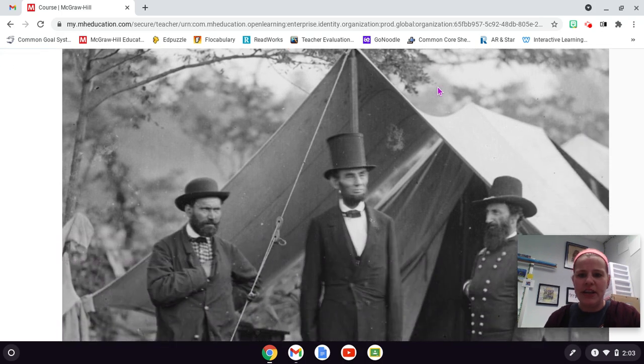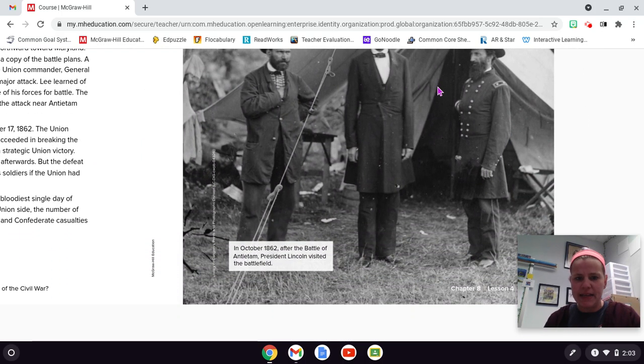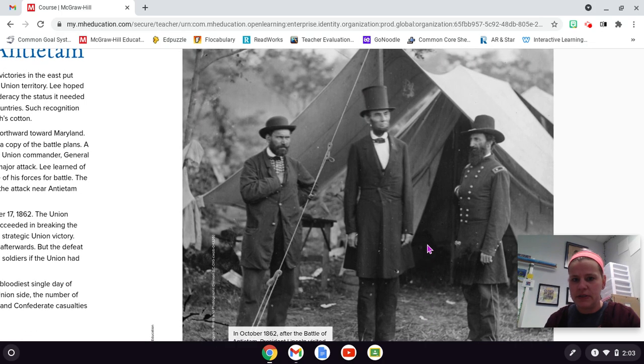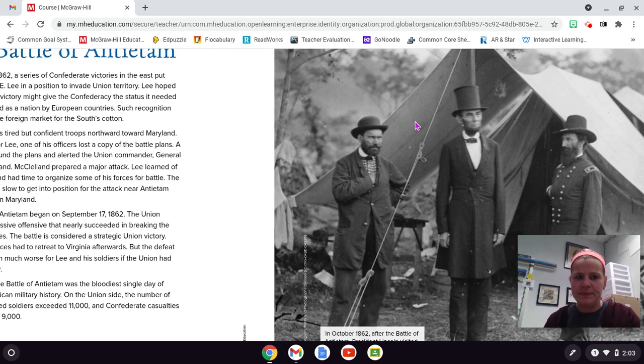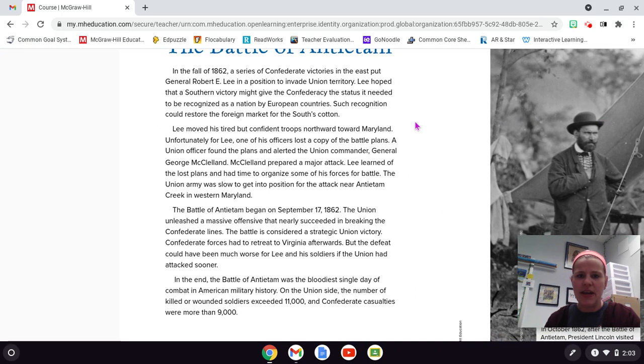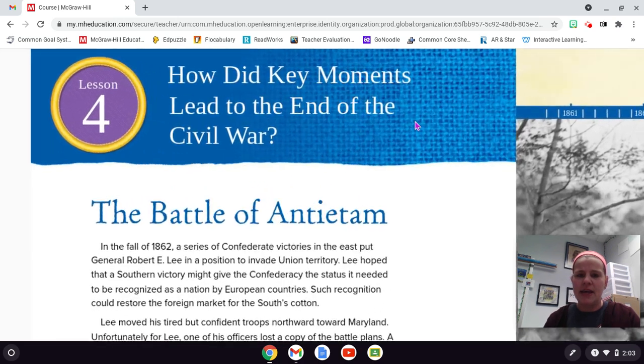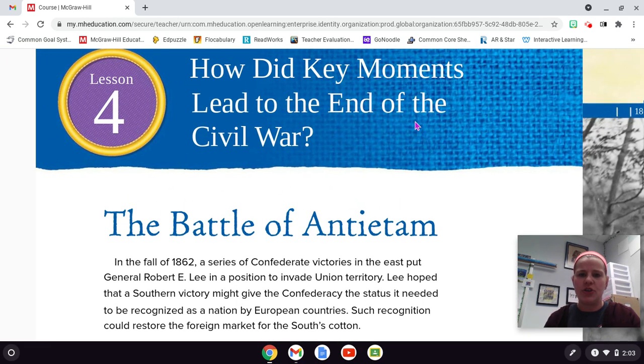In our picture here, we can see, it says in October of 1862, after the Battle of Antietam, President Lincoln visited the battlefield. So here's Lincoln on the battlefield. All right, so let's go ahead and talk about the Battle of Antietam. And again, just a quick essential question is, how did key moments lead to the end of the Civil War?